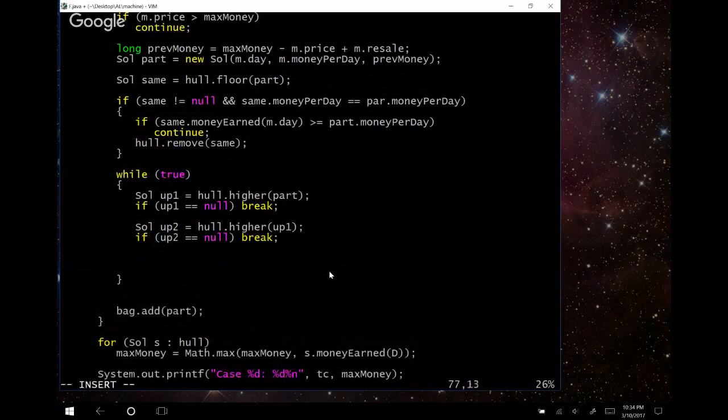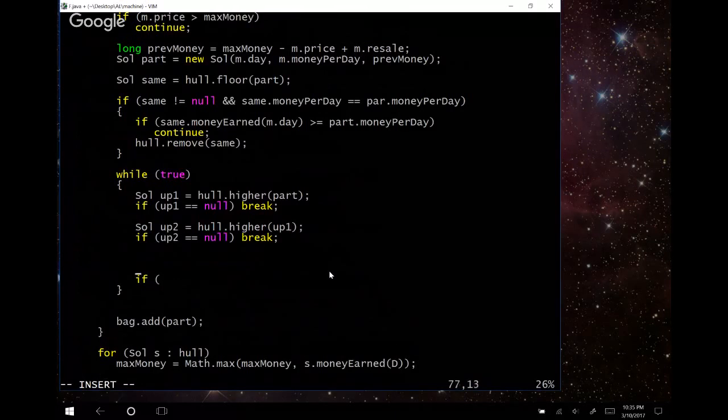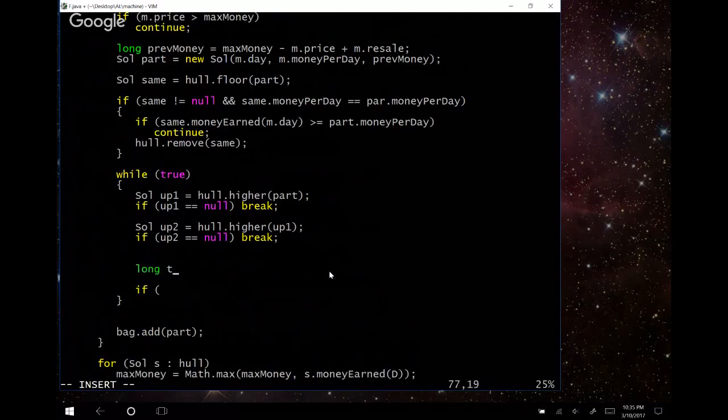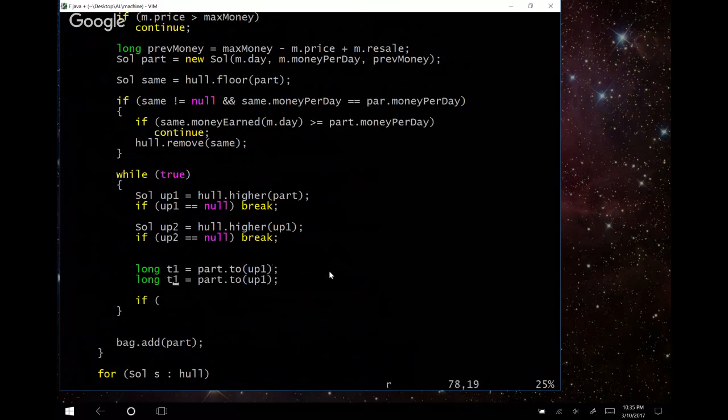Okay, so now I need to check my invariant. So my first time is going to be this, my second time is going to be this. What I'd like to maintain is T1 is less than T2. That's the invariant I would like to maintain. So if that is the case, then my invariant is officially maintained, and I can just break out of this.